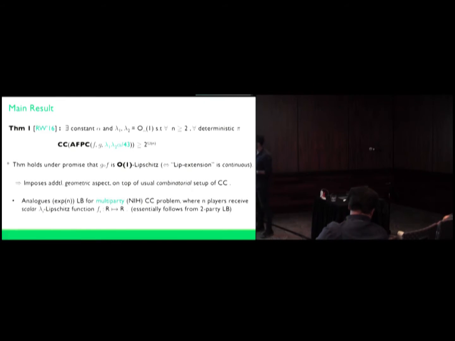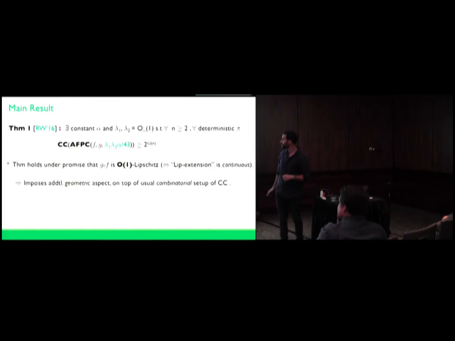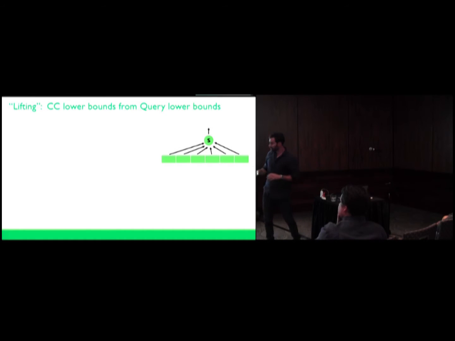Make sense? Okay, so I'll just mention that we also have an analog of this theorem for the multi-party number-in-hand setup, where each player will receive a scalar Lipschitz function. And then the goal is the same. They want to compute the approximate fixed point obtained by composing their functions, but I'll focus on the two-party version.